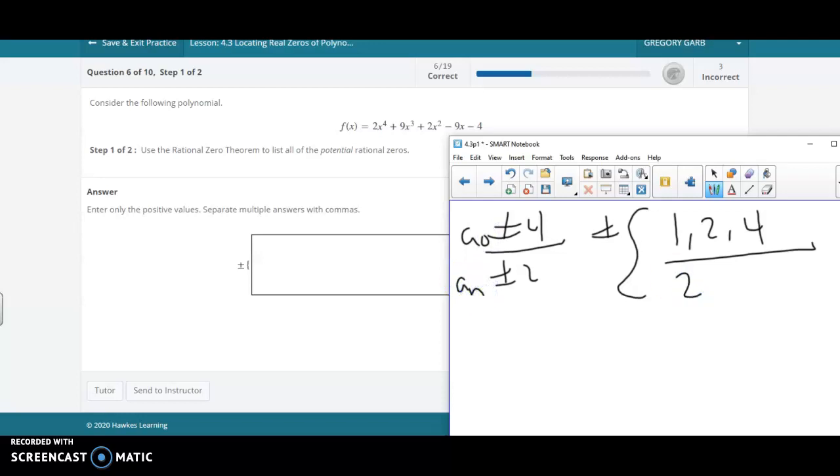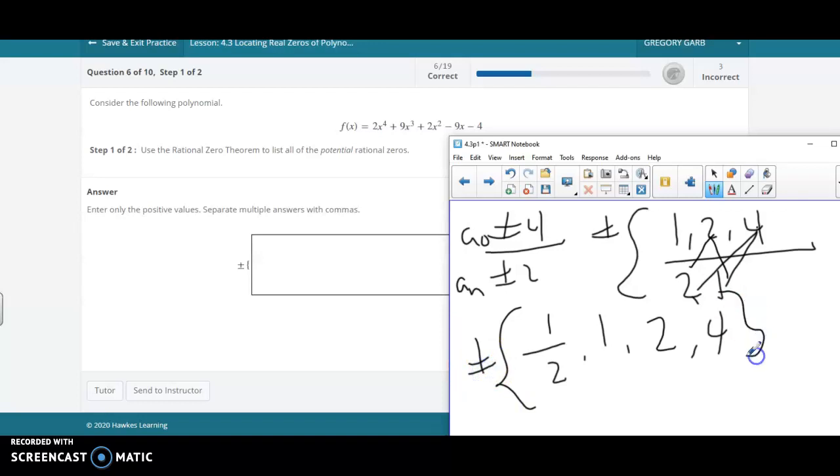So that's going to be 2 and 1. Any kind of fraction you can create. So we're going to get 1/2, 1, and then 2 over 2, which is 1, so we already have that. 2 over 1, which is 2, so we need that. It's unique. Then 4 over 2, which is also 2, and then 4 over 1. So our possible rational zeros are going to be plus or minus 1/2, 1, 2, and 4.